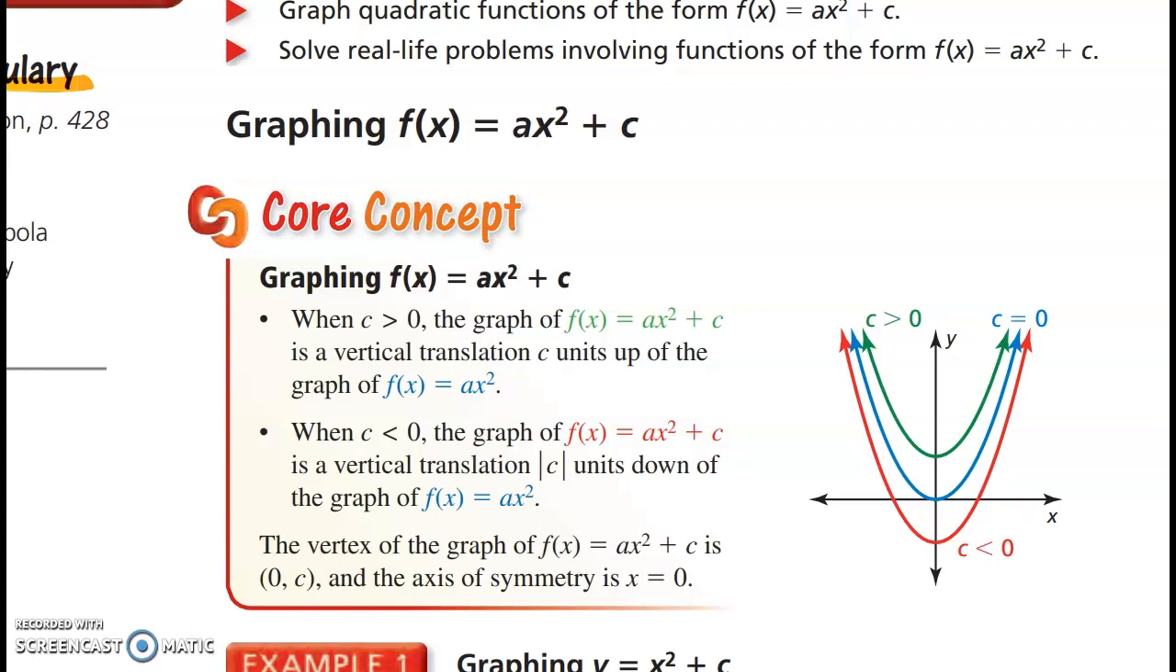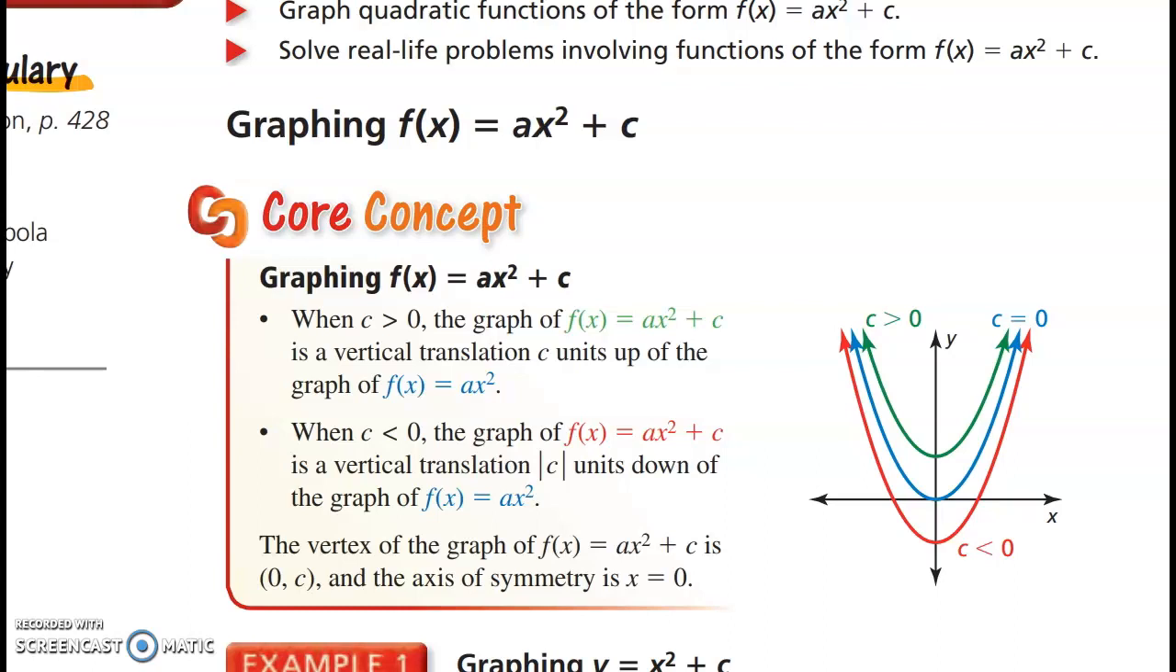And remember, if we change the value of a and make it greater than 1, it's a stretch. If we make a value between 0 and 1, it's a shrink. And if we make a negative, it's an X reflection. So those are all the things that a can control. Today we're going to focus on what c does.